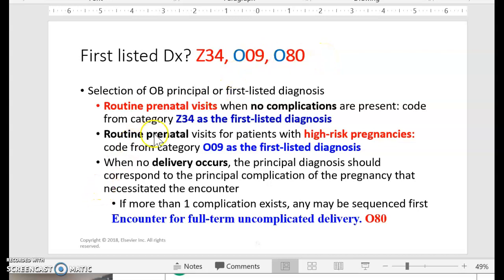If there is a routine prenatal visit with complications of pregnancies, we do not use Z34, we use O09. O, remember there's an O and a 0, so don't get confused. O and 0 are different. So this is an alphanumeric code, alphabet and then a number, and then 2 numbers actually. So always make sure that you pay attention to these digits, because we might end up writing things wrong.